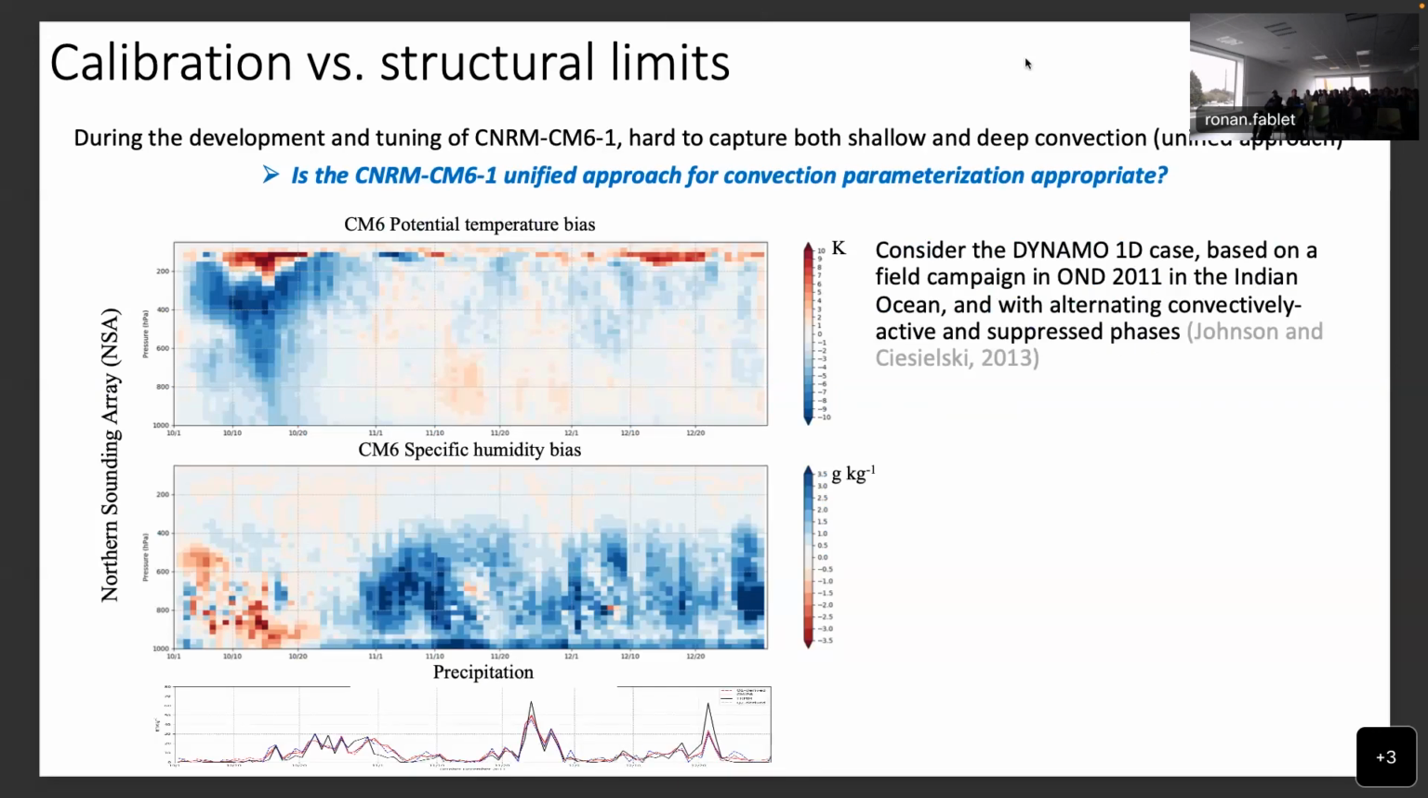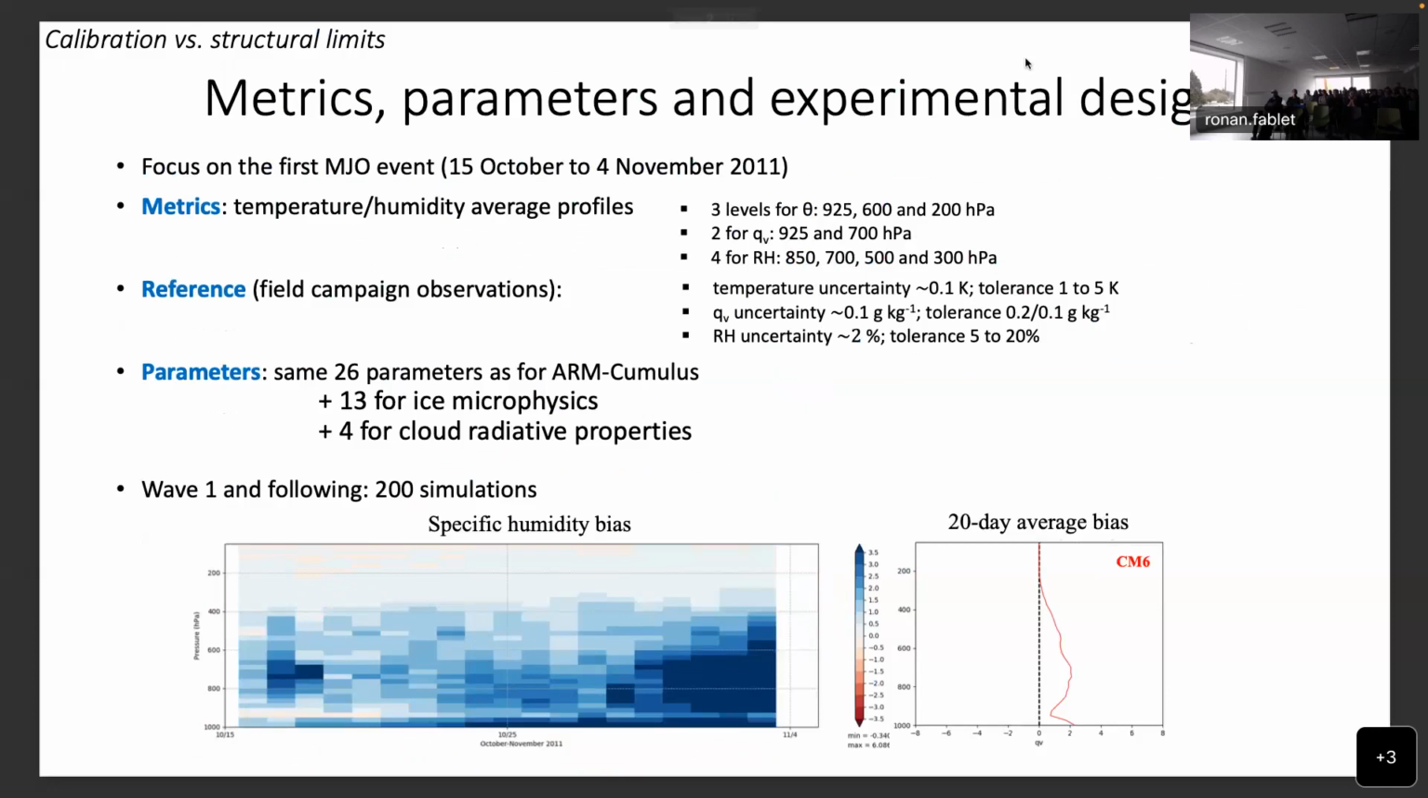So to do that, I have this shallow convection case I was using before. I'm adding a deep convection case now, which is based on the field campaign that occurred in 2011 in the Indian Ocean. And you have here the potential temperature bias of the model and the specific humidity bias of the model. And here the evolution of precipitation. So we have 3 phases of the so-called Madden-Julian oscillation in the Indian Ocean, where convection is active with precipitation, and suppressed phases in between. So in the following, I will just focus on the first MJO event, from 15 October to 4th of November.